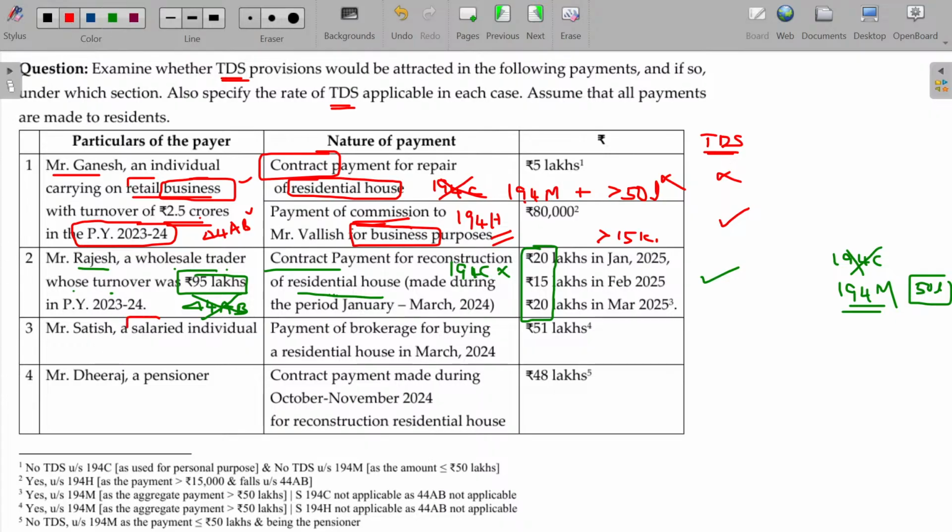Mr. Sadish, salaried individual, 44AB will not come. Payment of brokerage for buying the residential house. Brokerage will fall under 194H. But anyhow, 194H is not applicable in this case as it is for the personal purpose. Then you can go and check whether 194M is applicable. For that, the transaction value should be more than 50 lakhs. Yes, it is 51 lakhs. TDS is applicable under what section? 194M.